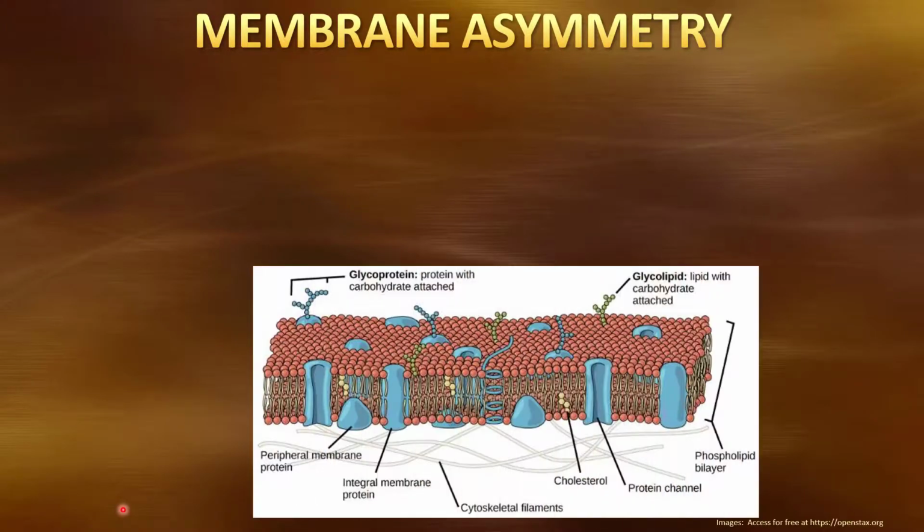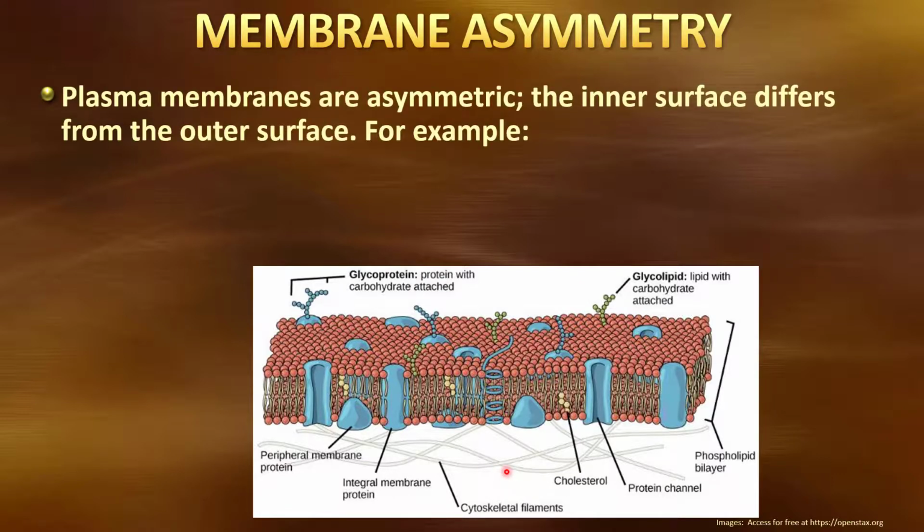Let's take a look at the concept of membrane asymmetry. The two sides of the membrane are not symmetrical. This is the cell membrane. The inside of the cell is down here at the bottom, and then the outside of the cell is up here at the top. So this is the extracellular fluid that it's bathed in. This is the cytoplasm down here.